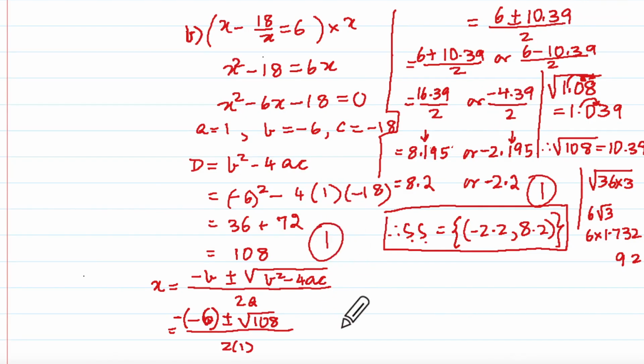1 mark for getting this. It's a 3-mark question, right? Yes. So 1 mark for getting up to here, understanding up to here to get this, and then rounding off, and the answer will be 1 mark. Understanding? You're with me? Yes, ma'am.